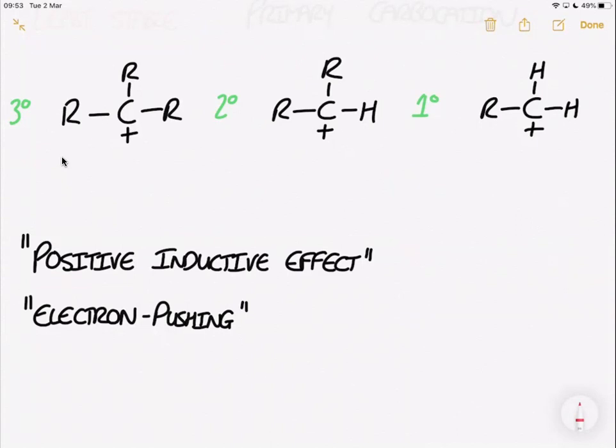Now, put simply, this can be thought of as electron pushing, all right? So alkyl groups have what we call a positive inductive effect. And essentially what we're saying is that if you have methyl or ethyl or propyl groups nearby to another atom, it's possible that they can push electron density towards that other atom. This has an impact when you have carbocations, right? So let's start with the primary one and think about that.